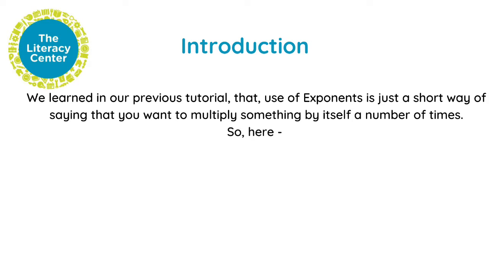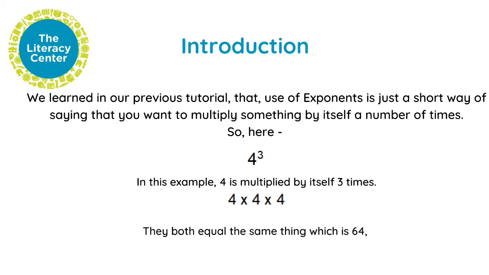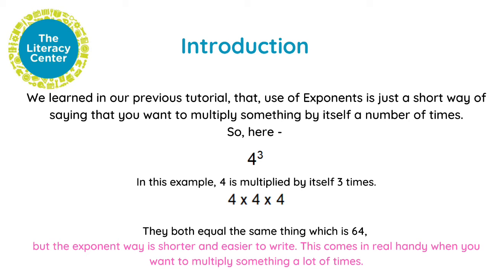So here, if you look at this number, 4 to the power of 3. In this example, 4 is multiplied by itself 3 times, right? So it would be 4 times 4 times 4. They both equal the same thing, 4 to the power of 3 and 4 times 4 times 4, which is 64. But the exponent way is shorter and easier to write. And this comes in real handy when you want to multiply something a lot of times, right?